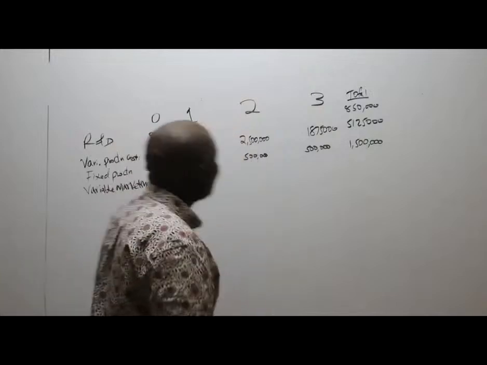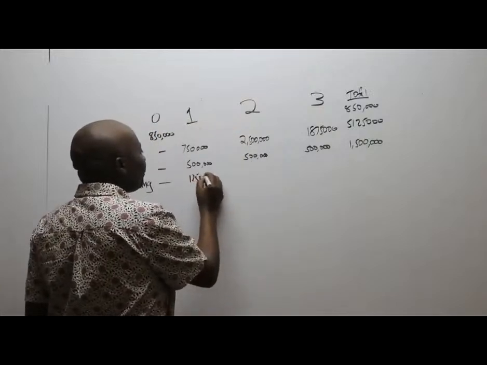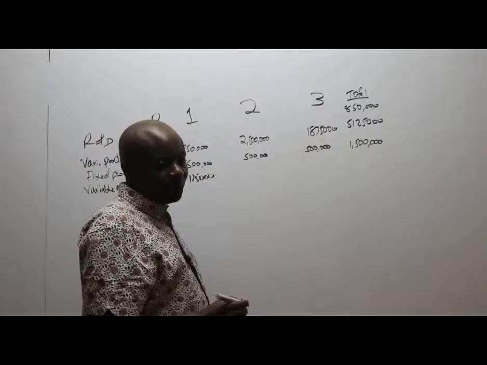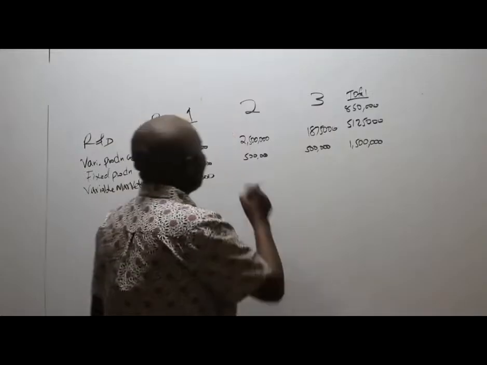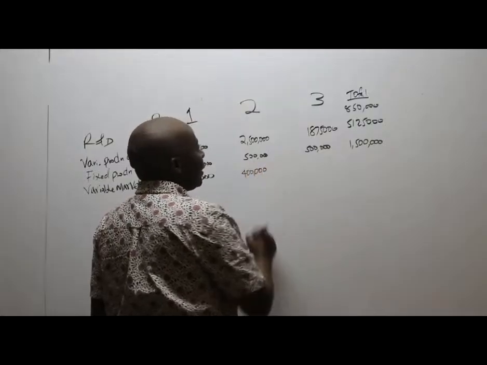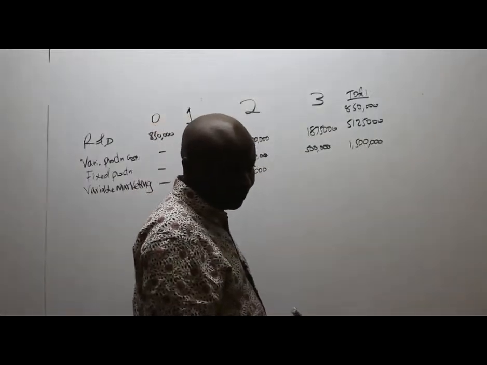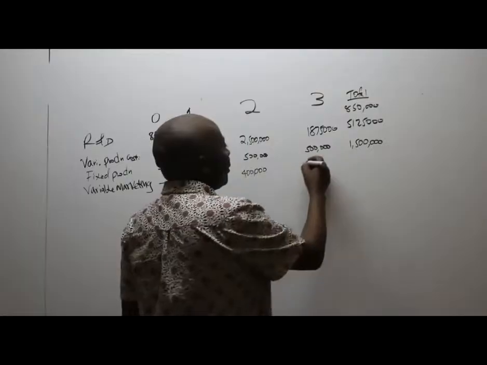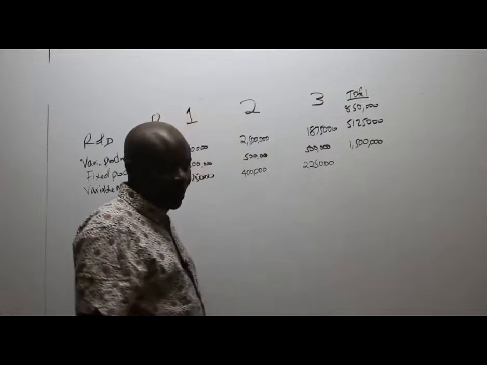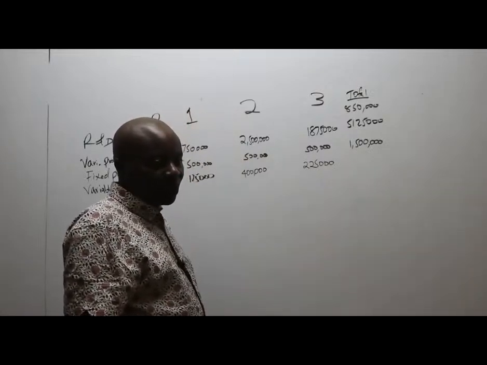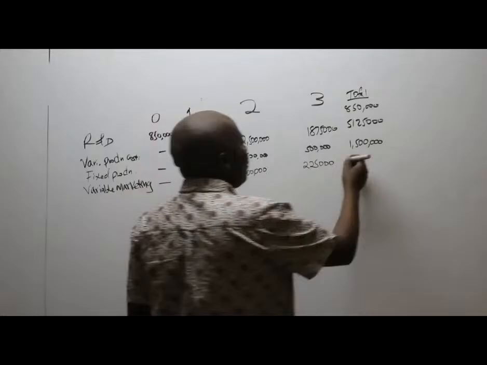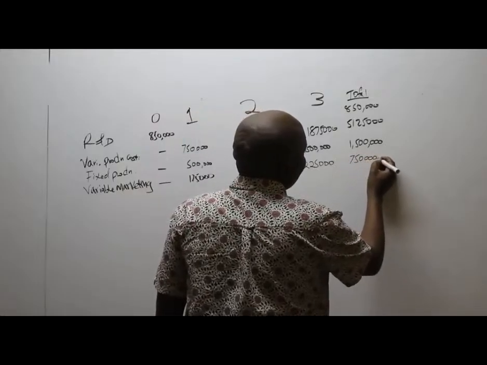The first one is 125,000. The second one will be 400,000. The third one is 225,000. So please add the 3 and give me the total. The 3 will be 750,000. Thank you very much.